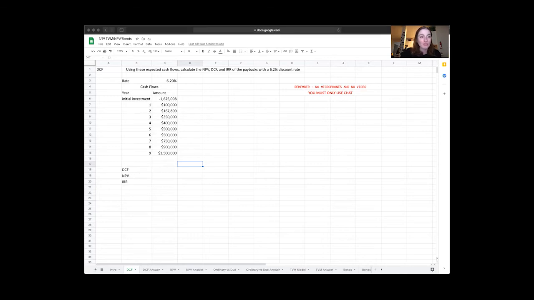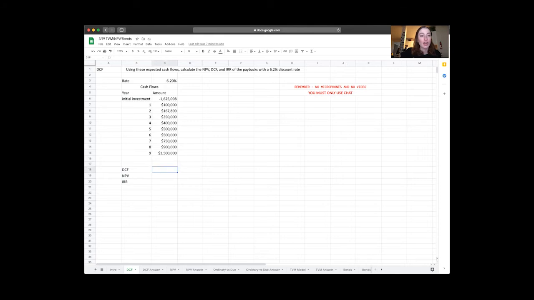Now, the thing about discounted cash flows is that there's a few parts to it. As you see, I also have IRR and NPV. Now, NPV you've seen before, that's your net present value. And your IRR is your required rate of return. So the first thing that we're going to do is find the DCF.